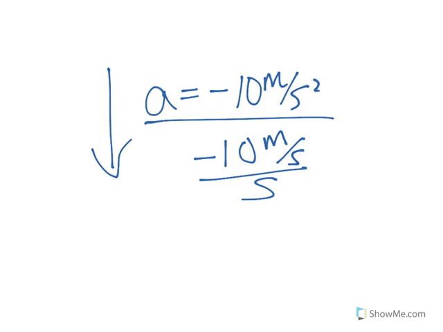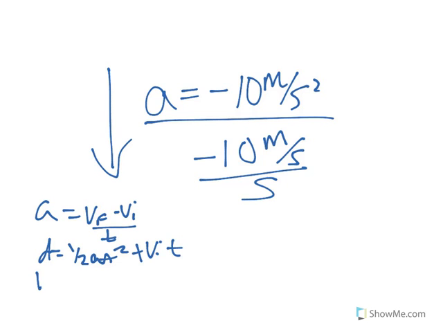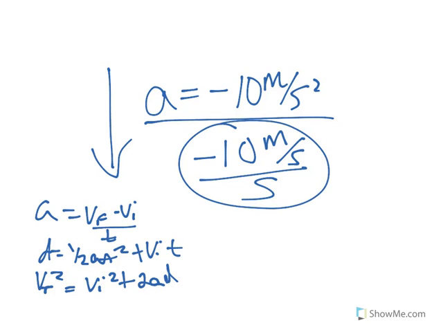So your three big formulas, sorry, let me write them down. A is equal to VF minus VI over T. D is equal to 1/2 AT squared plus VIT. And VF squared equals VI squared plus 2AD. All these problems still hold. They're still all good, but you just know for a fact that negative 10 meters per second squared is your acceleration.